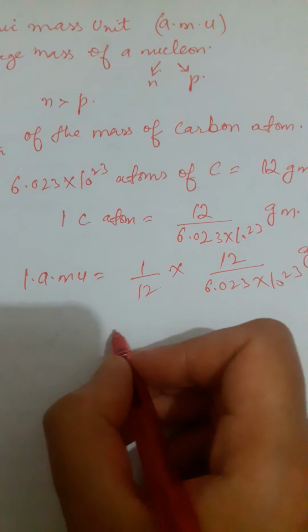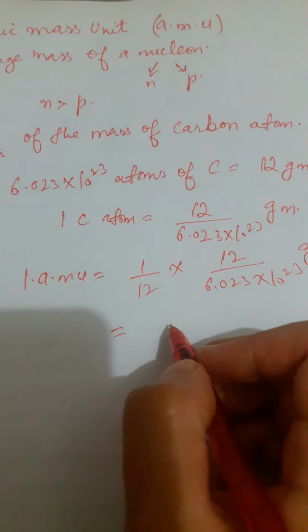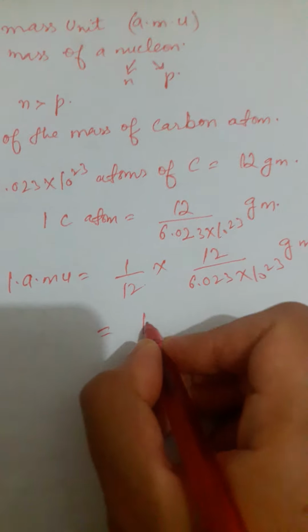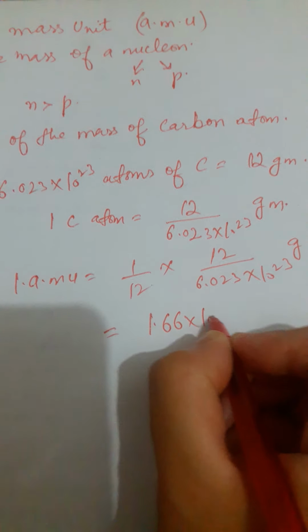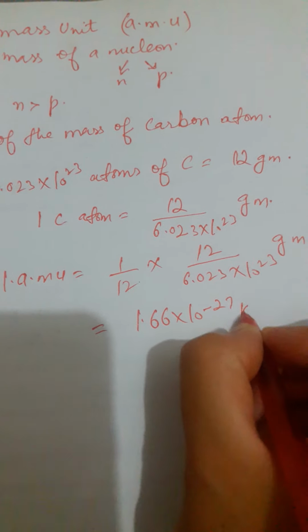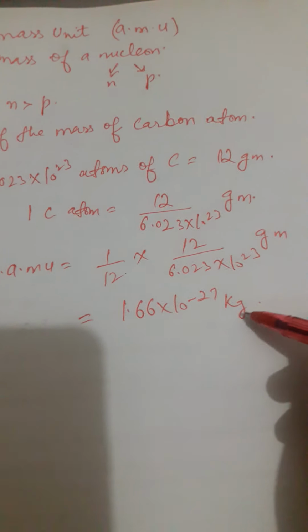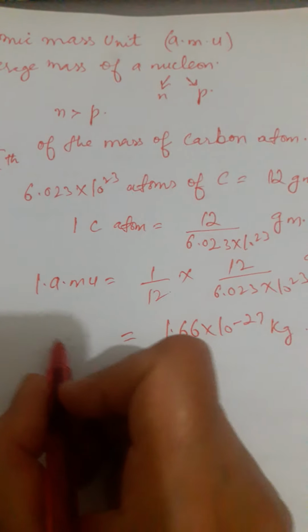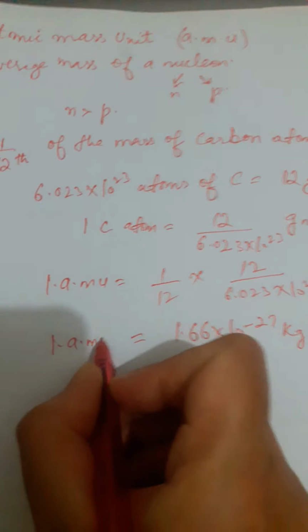So 12 and 12 will go. We are left with 1 by this, and that comes out to be equivalent to 1.66 into 10 to the power minus 27 kilogram. This is further expressed in terms of kilogram from gram. So this is on an average the value of an atomic mass unit.